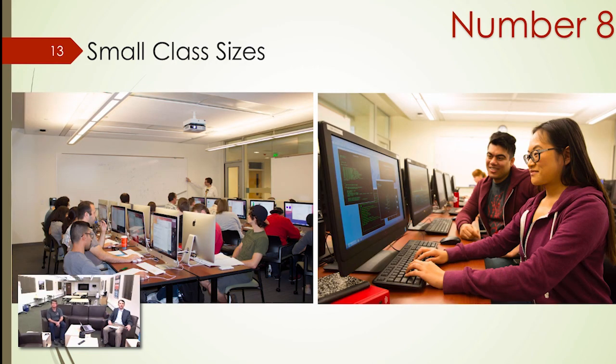Number 8, small class sizes. So as I mentioned earlier, there's the brand new building. We designed the building to only seat 24 students per lab. And so all of our labs, all of our classes, in fact, are taught in these labs. And so as you're taking courses here, you should never be in a CS or Mechatronics course that's greater than 24 students.